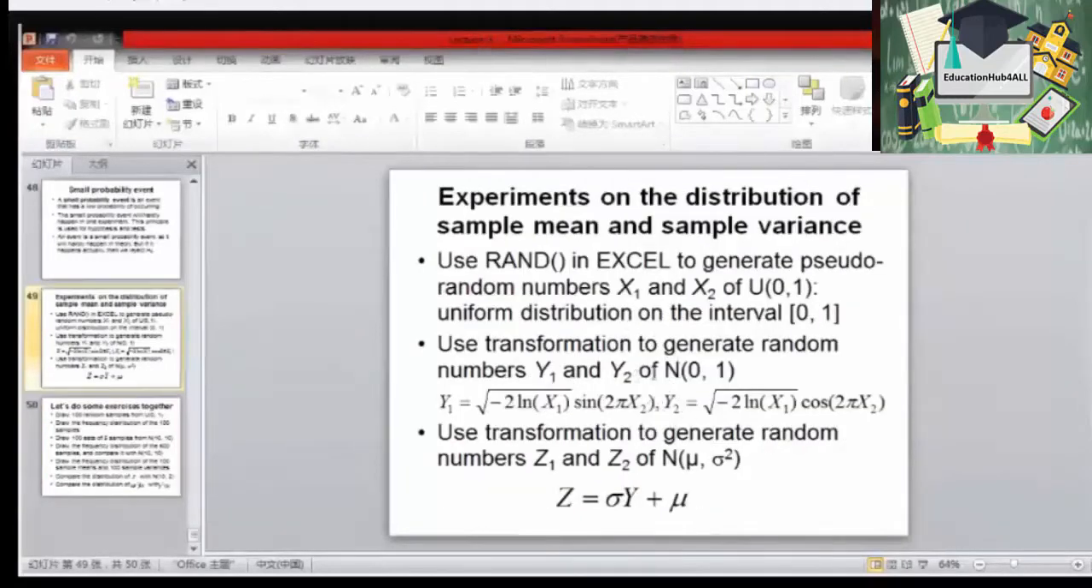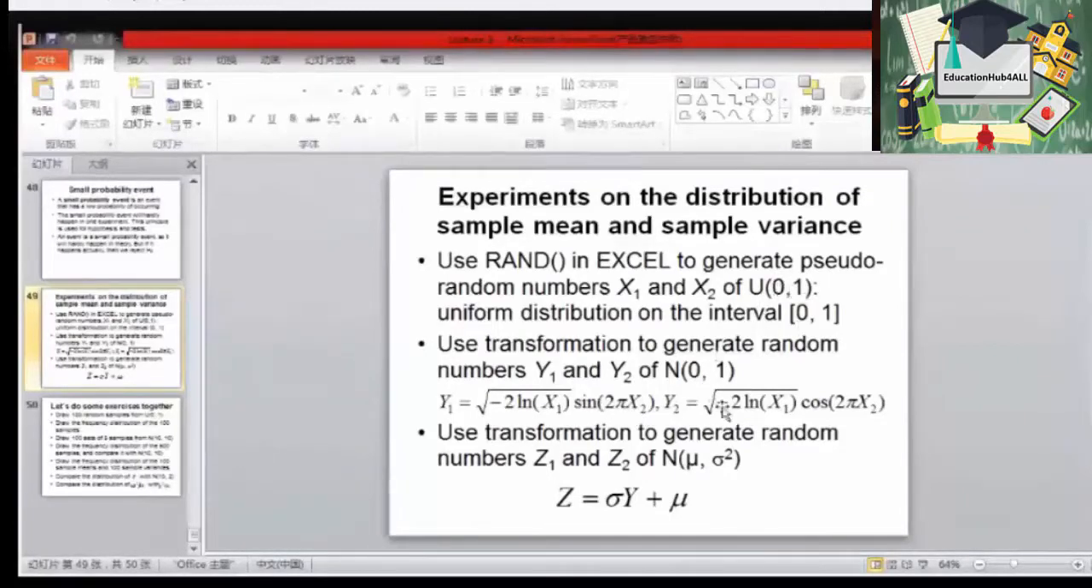If we use the advanced Excel, actually it can generate a random sample for a lot of distributions. If your computer doesn't have that, at least every computer should be able to draw a uniform distribution, which means a uniform number from 0 to 1.